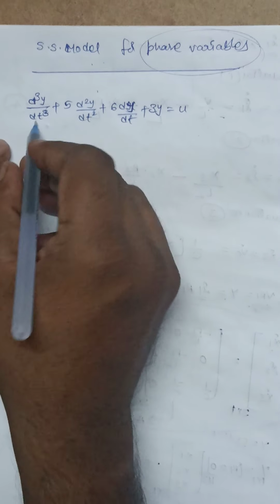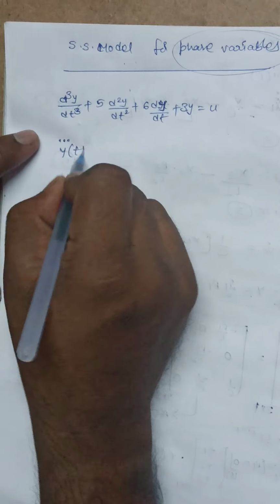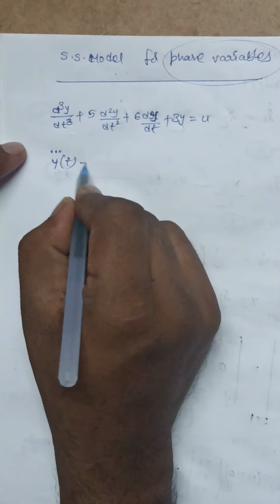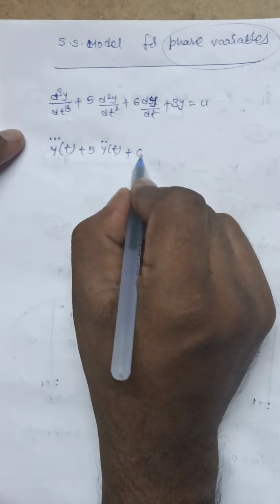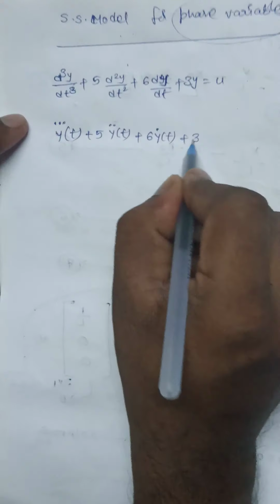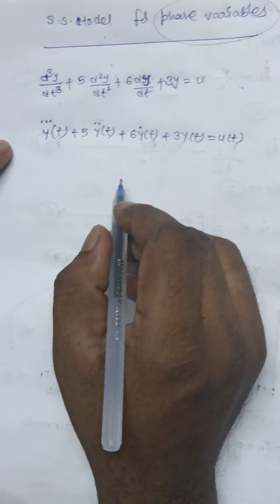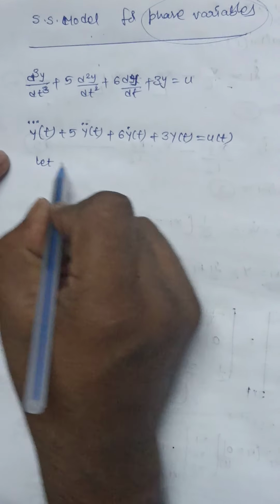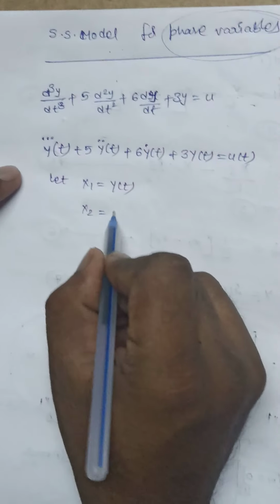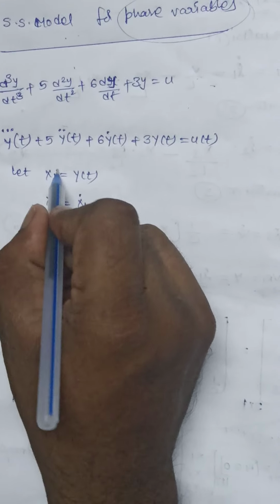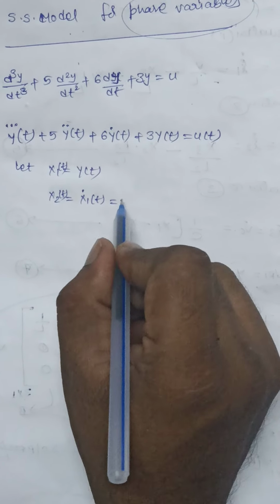So first, this can be represented as y triple dot of t. d cube y by dt cube is nothing but y triple dot of t, and it is y double dot of t, only 2 times of differentiation. Here it is 6 y dot of t plus 3 into y of t is equal to u of t. Now let x1 is equal to y of t and x2 is equal to x1 dot of t. x1 of t is equal to y of t, x2 of t is equal to x1 dot of t, that is equal to y dot of t.